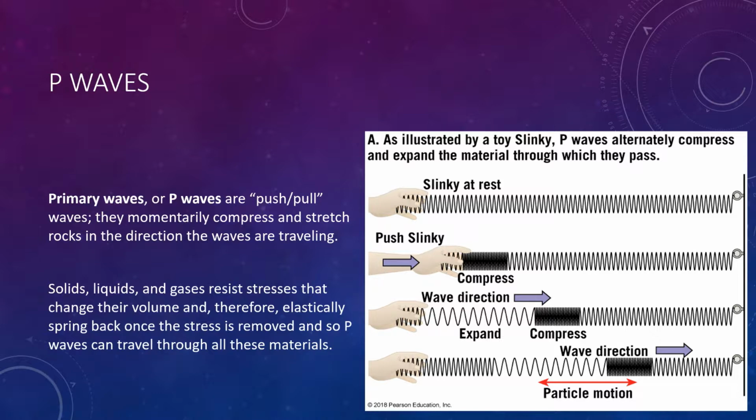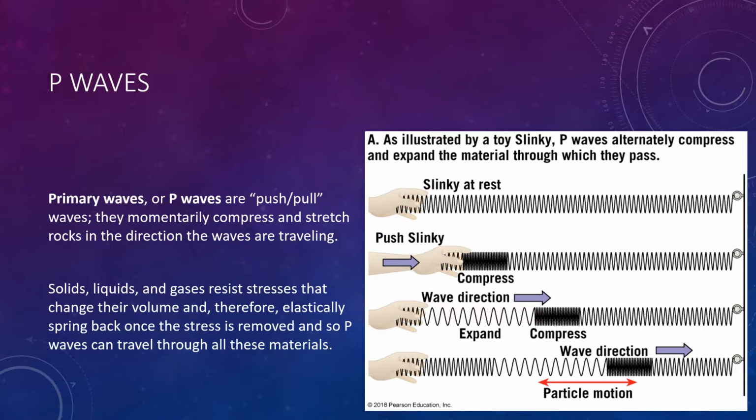P waves are push and pull waves. In other words, they momentarily press or compress and pull or stretch rocks in the direction that the wave is traveling. This wave motion is similar to that generated by striking a drum, which moves air back and forth to create sound. Solids, liquids and gases resist stresses that change their volume when compressed, and therefore elastically spring back into their original positions once the stress is removed. Therefore, P waves can travel through all types of material, that is solid, liquid, or gas.